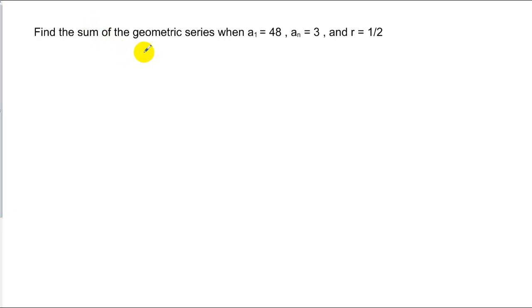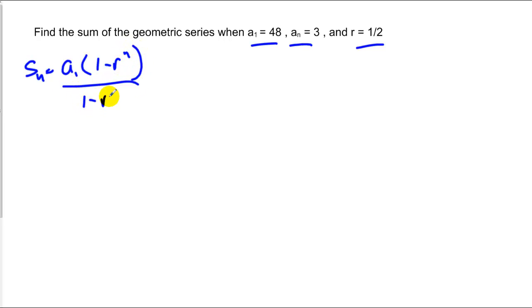Next, we're going to find the sum of a series where I have the first term and the nth term and the ratio. So in this case, if we're going to have the sum is equal to the first term times 1 minus the ratio to the nth power over 1 minus the ratio, we notice we've got that first term, 48. We have 1 minus, and we have our ratio, in this case, of a half.